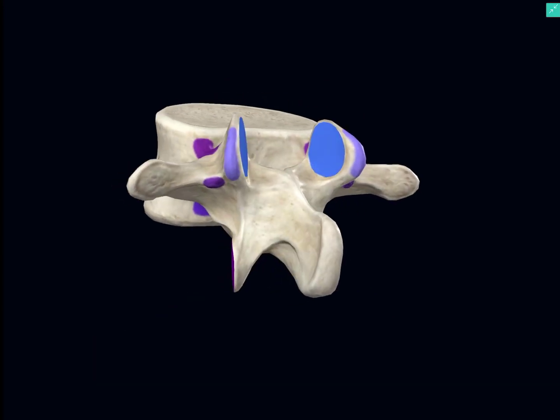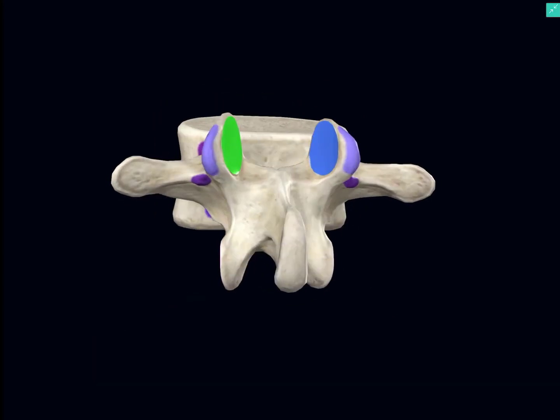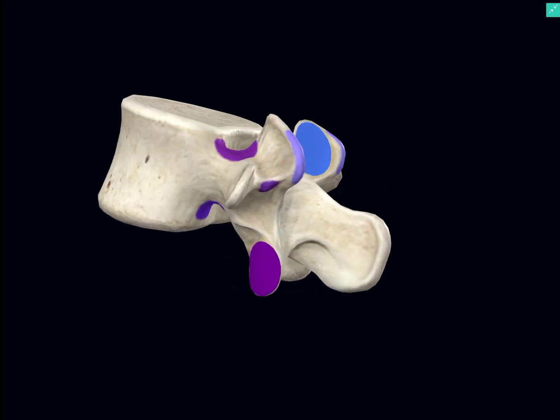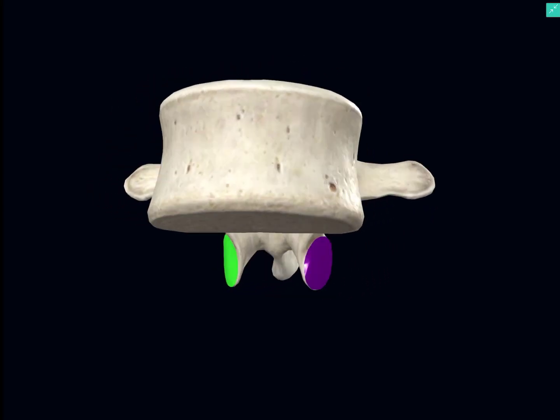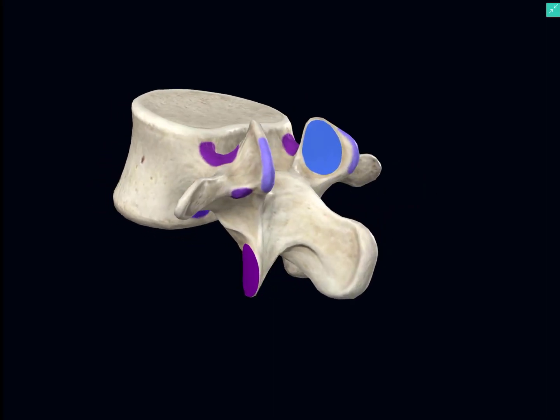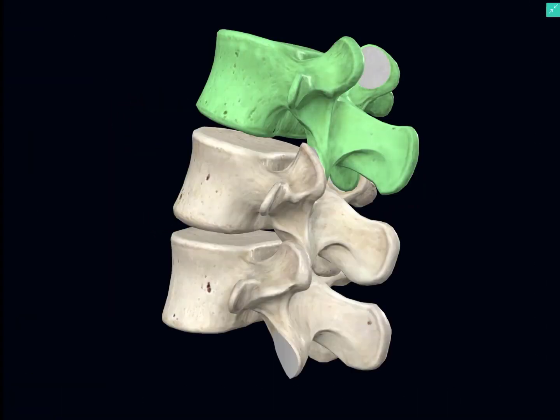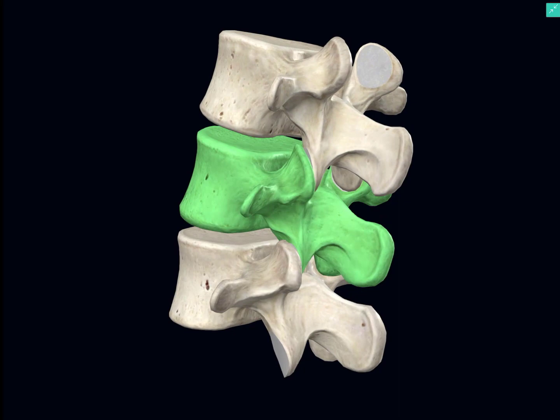Now, please pay attention to the fact that superior articular facets are directed posteriorly, while inferior articular facets are directed anteriorly. This feature is quite important because when the adjacent vertebrae communicate with each other, these facets interlock so that the vertebra does not move, slide, or glide and damage any structure such as nerves, blood vessels, and connective tissue.